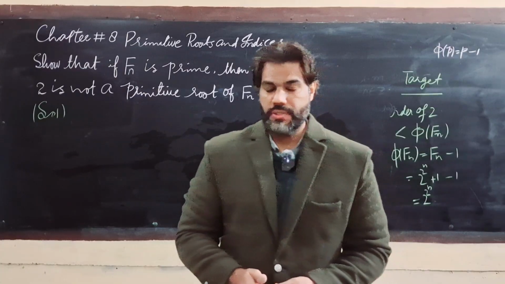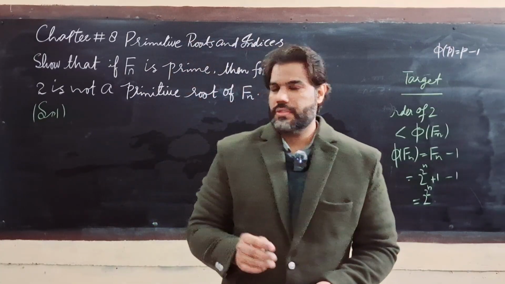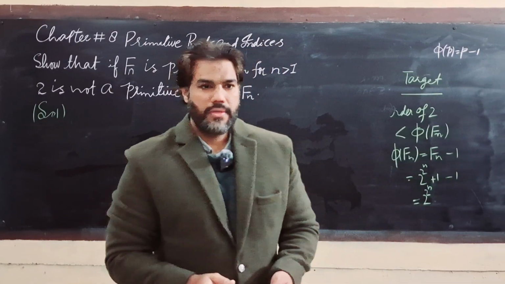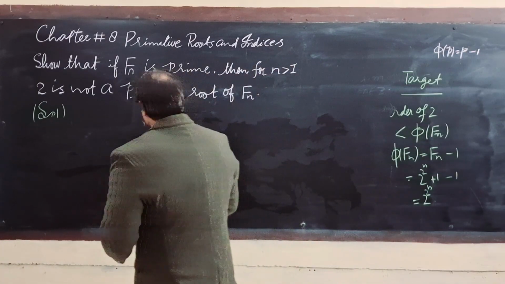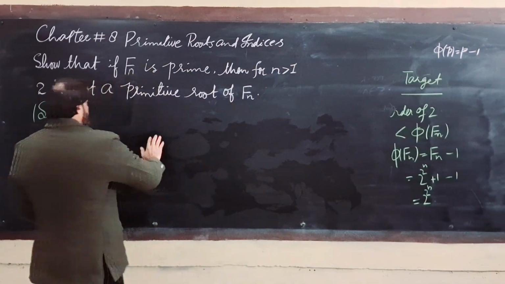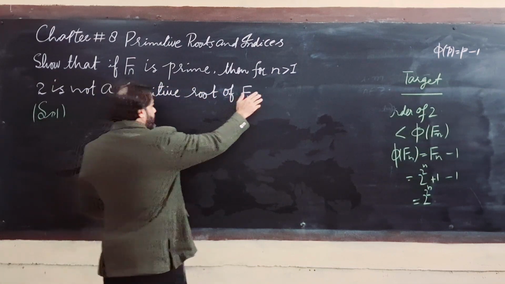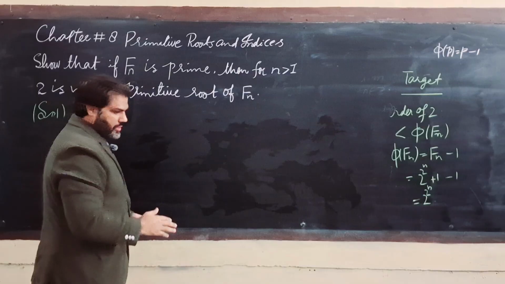Burton. Our discussion continues on primitive roots and indices. This is chapter number 8 in David's book. In today's lecture we will discuss a very nice example, example 8.2. It says that we have to show that if Fn is a prime, then for n greater than 1, 2 is not a primitive root of Fn.